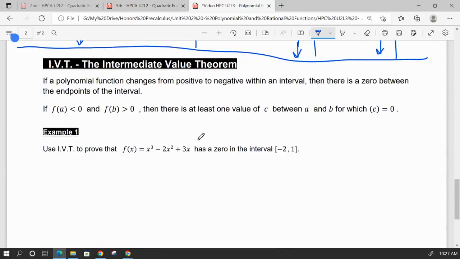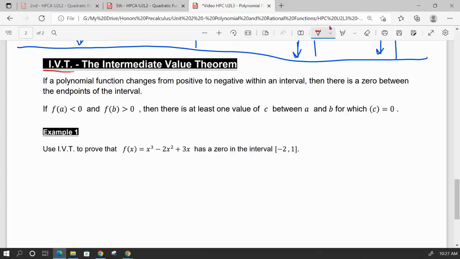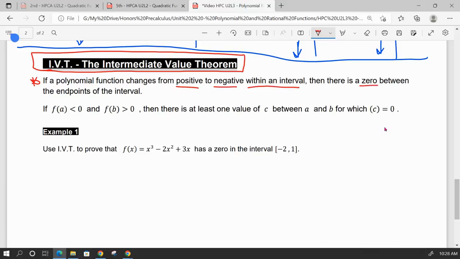All right, and then the last concept is this intermediate value theorem, which you're going to see again in other math classes possibly. If a polynomial function changes from positive to negative within an interval, then there must be a 0 between the endpoints of the interval.